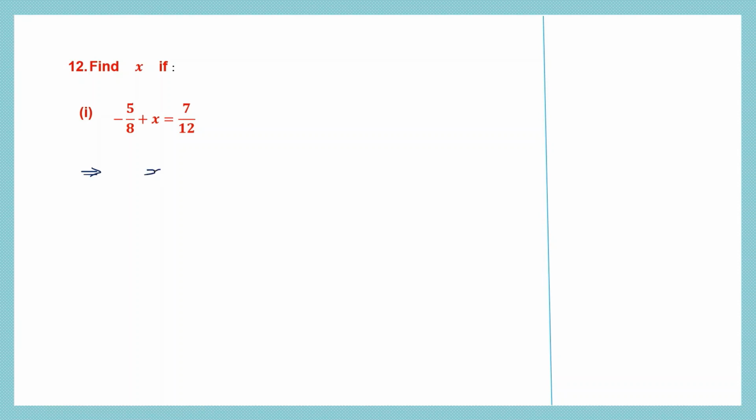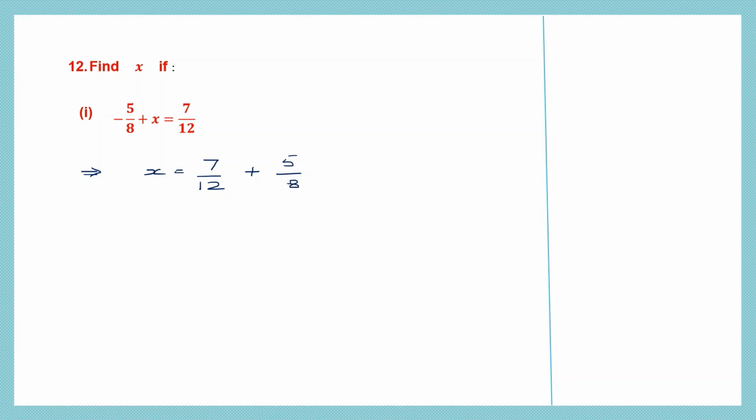So x is equal to, now 7 by 12 on the right hand side, we'll write it as it is. Now 5 by 8, which is here on the left hand side, we're going to move it to the right hand side. So when you transpose it to the right hand side, minus 5 by 8 will now become plus 5 by 8. So now this has become addition of fractions.